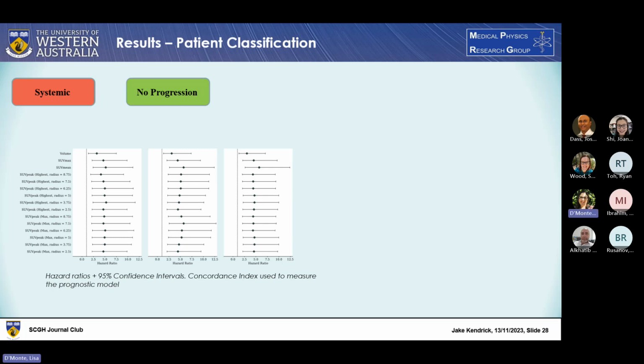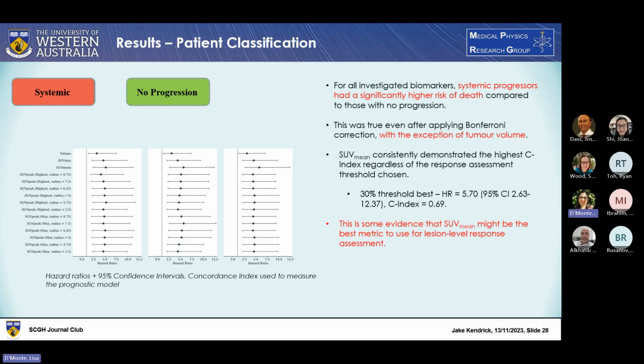And we can look here at the hazard ratios and 95% confidence intervals for all of these biomarkers between patients with systemic and no progression. What we can see is that for all the investigated biomarkers, so regardless of the one that we chose, when we use those lesion level classifications and put them into a patient level summary according to those criteria, systemic progressors had a significantly higher risk of death relative to patients with no progression.